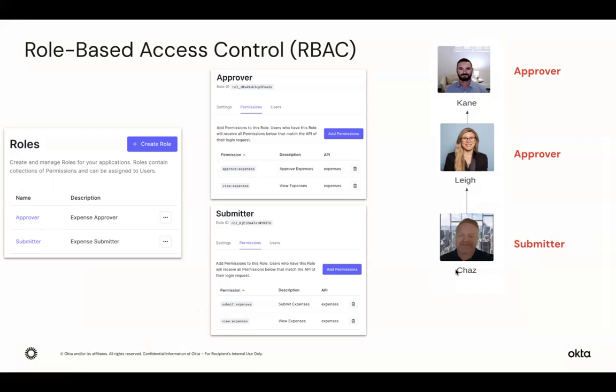So you're going to come to Chaz. Chaz can be a submitter because he can submit expense reports. Lee is an approver because she can approve expense reports. Ken is an approver as well because he can approve expense reports. The problem now is, if Lee is not available, how can the developer define that Ken can approve any report coming from Chaz and not other reports coming from other employees not under their hierarchy?